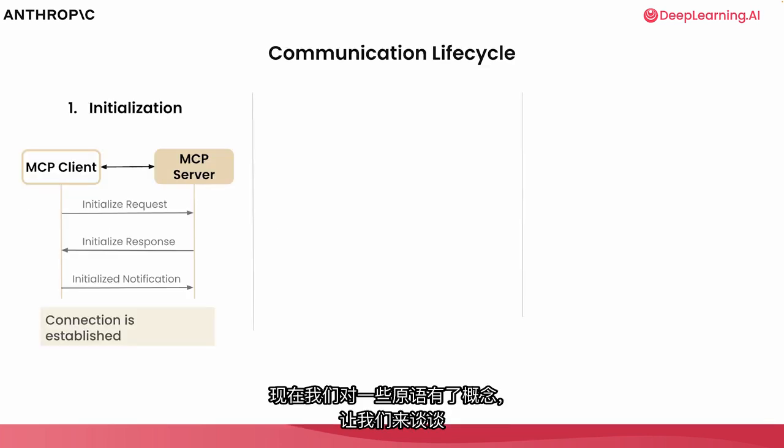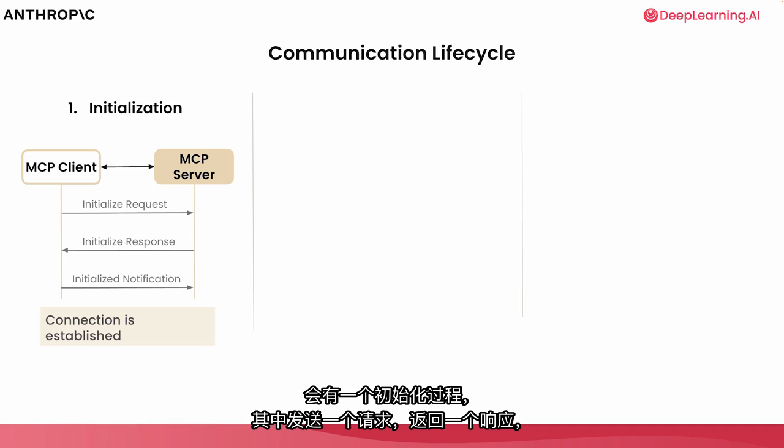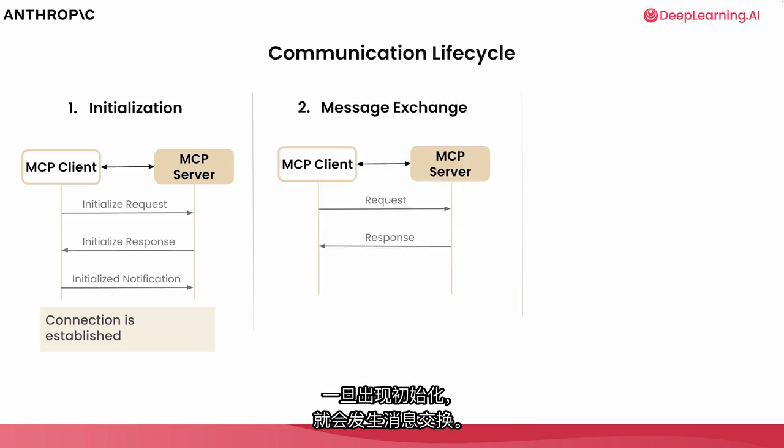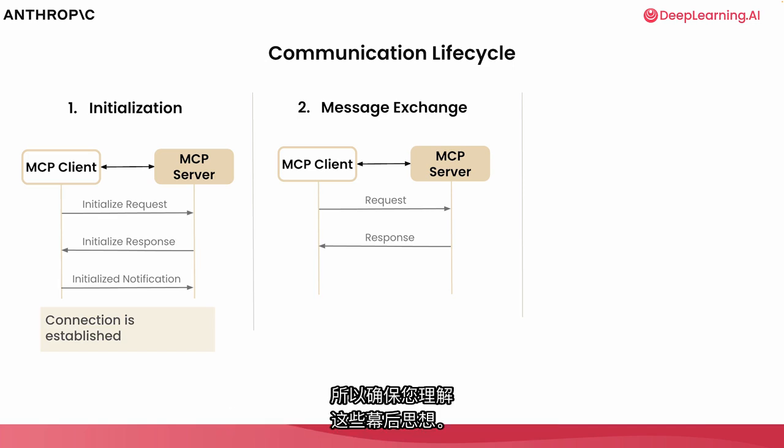Now that we have an idea of some of the primitives, let's talk a little bit about the communication between clients and servers. When the client opens up a connection to the server, there's an initialization process where a request is sent, a response is sent back, and a notification is sent to confirm initialization. Once that initialization appears, there's an exchange of messages that happen. It's important to look at these steps because in the code, you're actually going to see methods like initialize. So make sure you understand these ideas under the hood, so when we start writing code, you can understand what's happening.